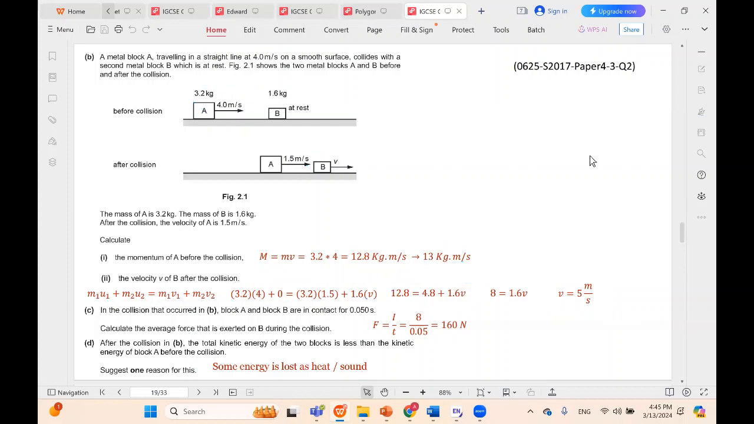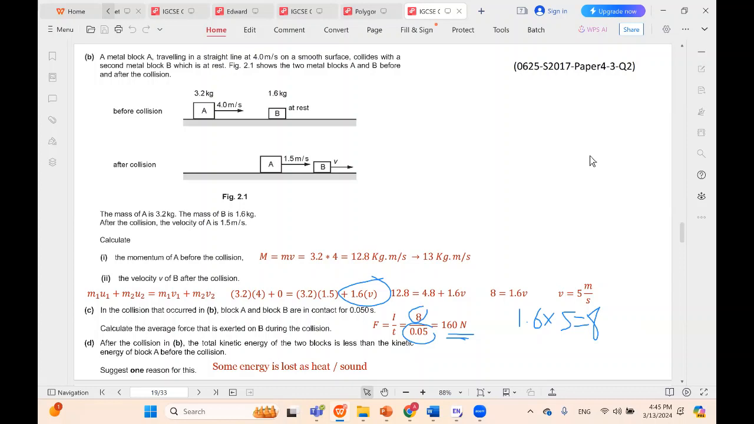In the collision, block A and B are in contact for 0.05 seconds. Calculate the average force. Again, we want the impulse over time to get the force. Since we have the final momentum of B, the final momentum of B, of course, is 8 because it's 1.6 times V. So if you multiply 1.6 times 5, you get 8. So 8 divided by the given time, and that gives us the given force.